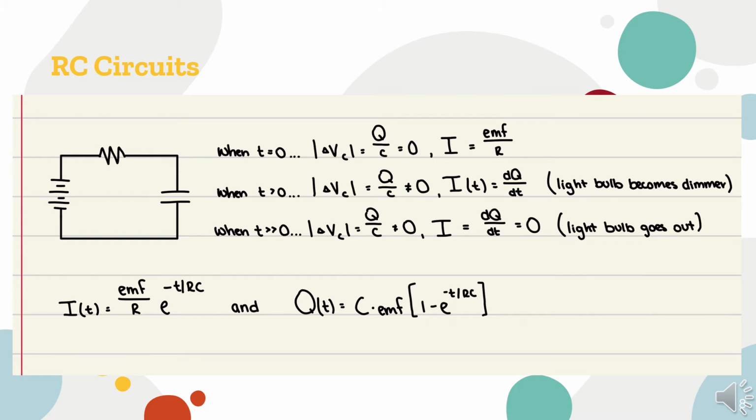We continued this discussion of capacitance by taking a closer look at RC circuits that, guess what, involve a resistor and a capacitor. We find that the delta Vc value changes over time. Using these expressions, we can solve for overall functions for the current and charge over time.